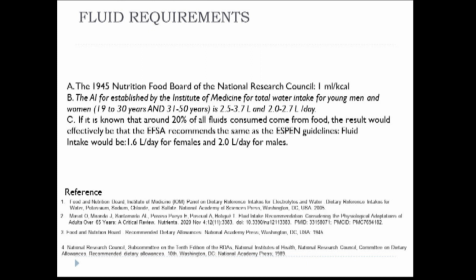If we look at the ranges of 2.5 to 3.7 liters for men and 2 to 2.7 liters for women, we know that this AI is referring to the total fluid requirement for the body, which includes fluids that we drink and the fluids that are found in the food. Is there a way to reconcile that with the ESPEN guidelines, which appear to be less, but which pertain to the actual fluid that we need to drink?